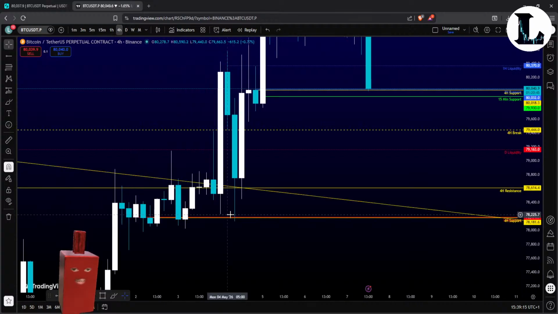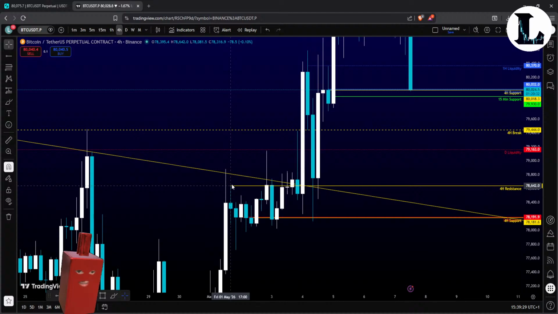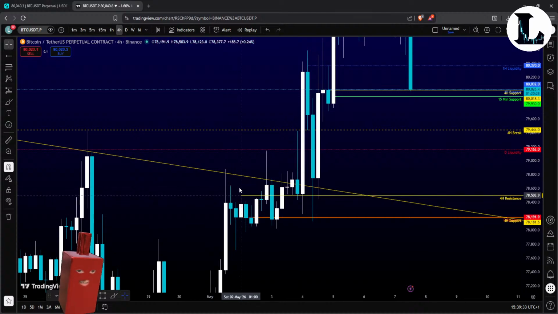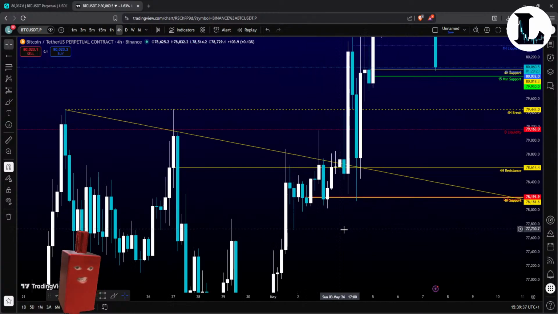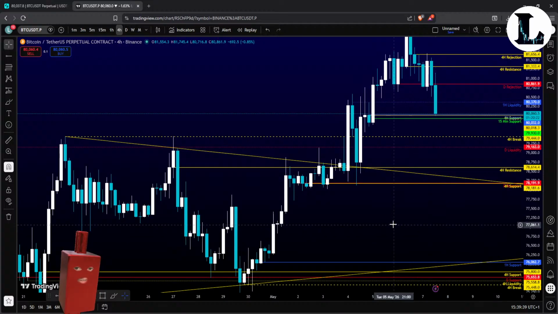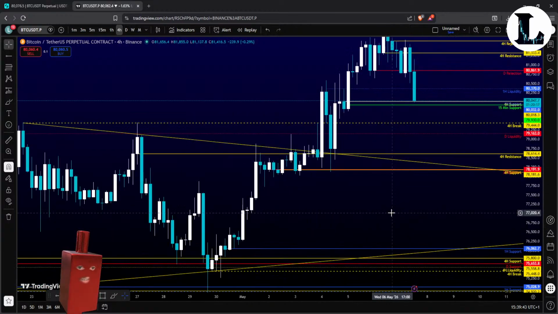I think we don't have a liquidity level here. Well, actually, this previous resistance... Yeah, but I don't like this level as a liquidity, honestly. Honestly, I don't like it.